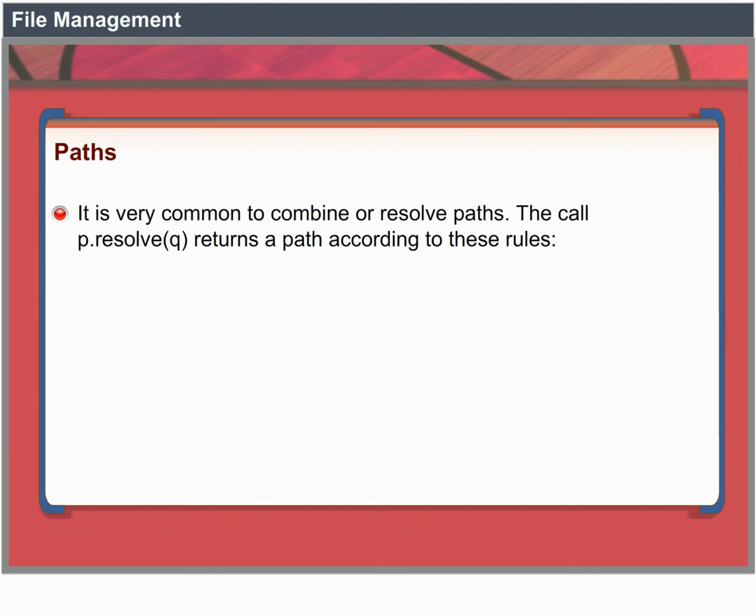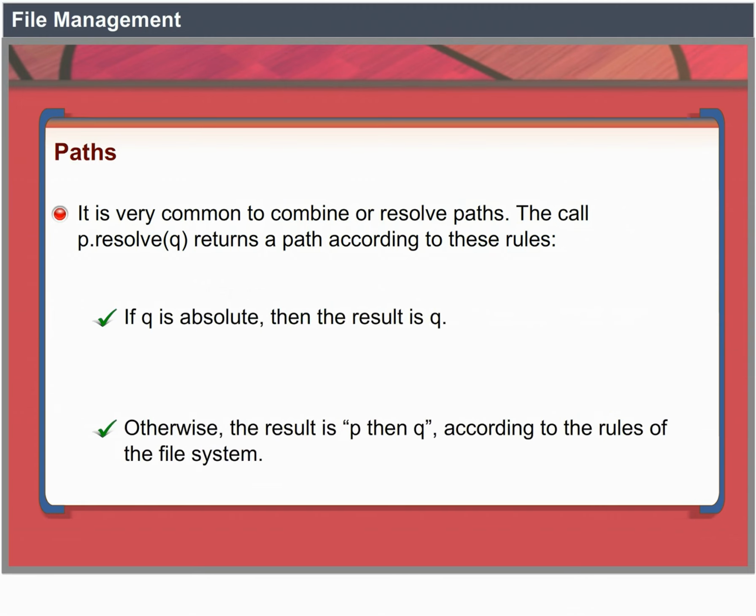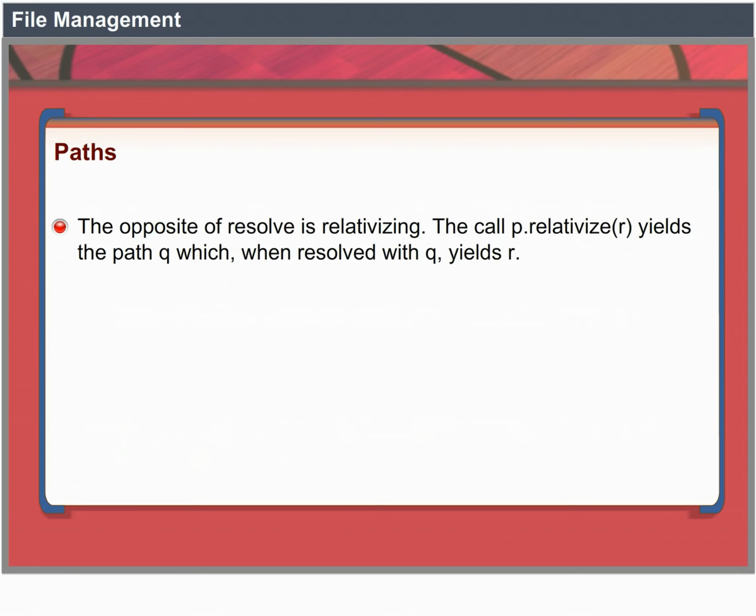It is very common to combine or resolve paths. The call p.resolve(q) returns a path according to these rules. If q is absolute, then the result is q. Otherwise, the result is p then q, according to the rules of the file system. The opposite of resolve is relativizing. The call p.relativize(r) yields the path q which, when resolved with p, yields r.